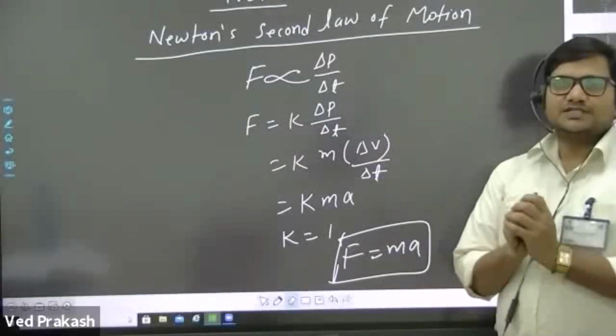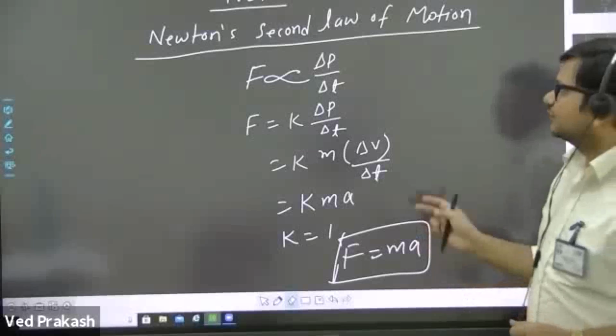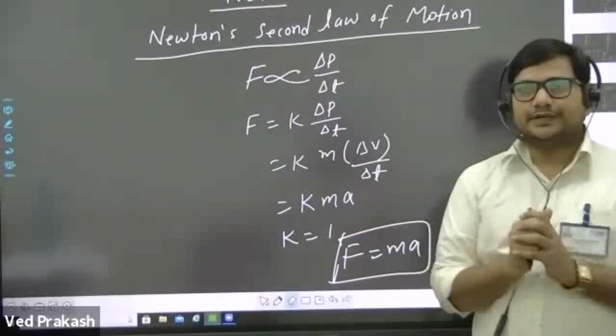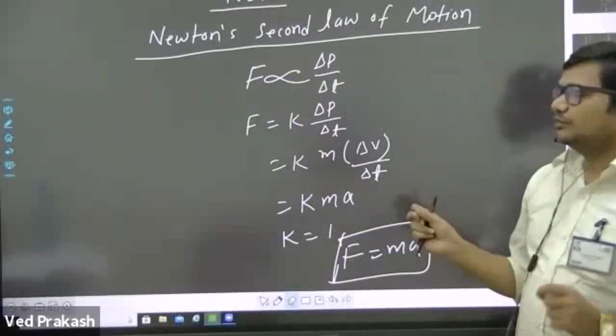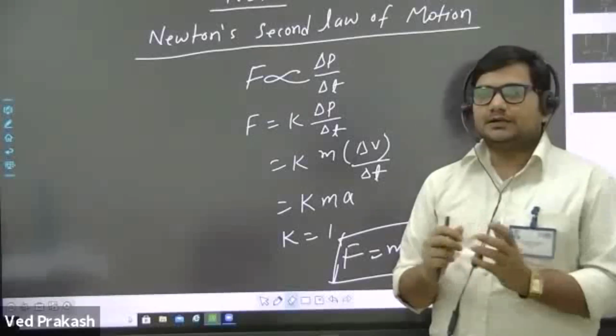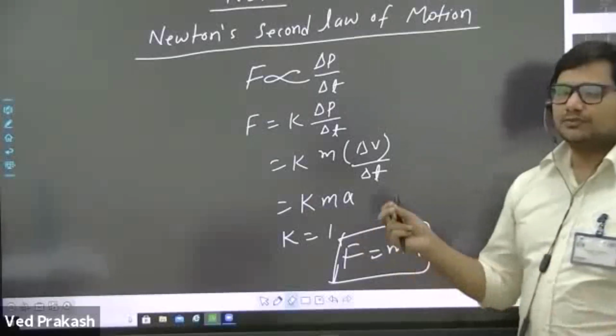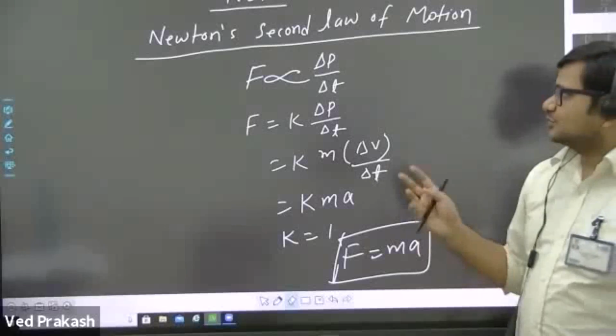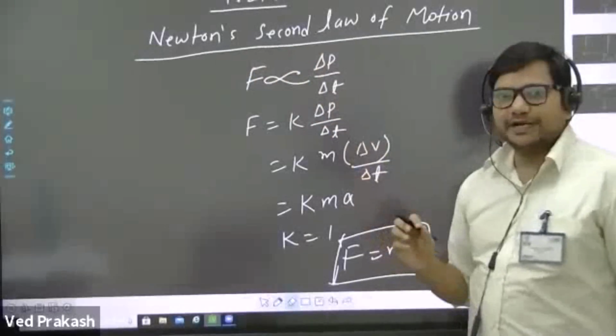So Radhe Radhe students, today we are going to learn Newton's second law of motion. In previous lectures, we have already completed Newton's first law and the definition of force and some numericals based on that. So in this lecture, we will continue with Newton's second law of motion.